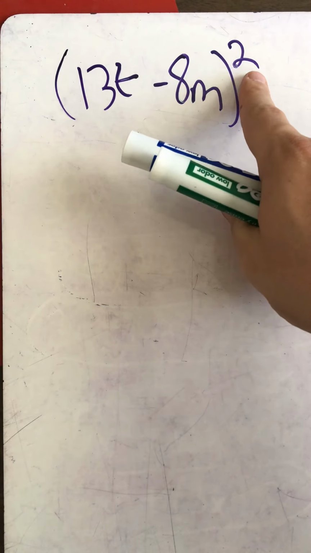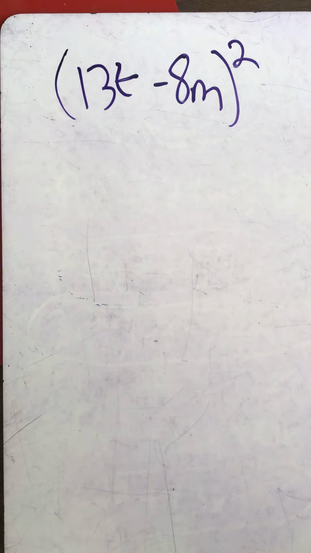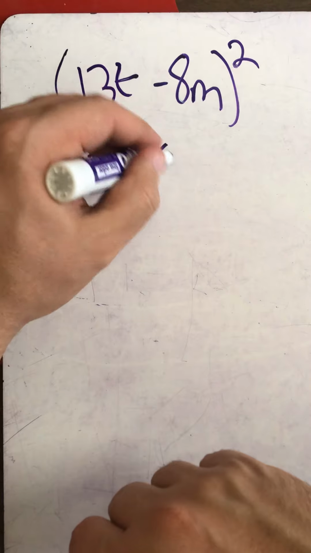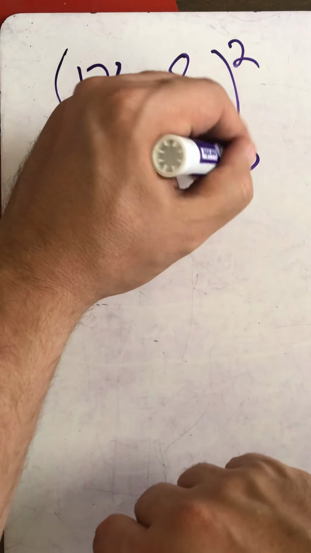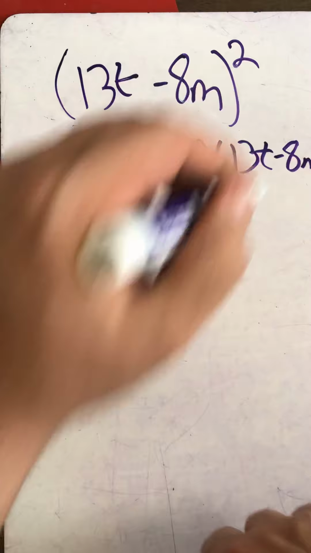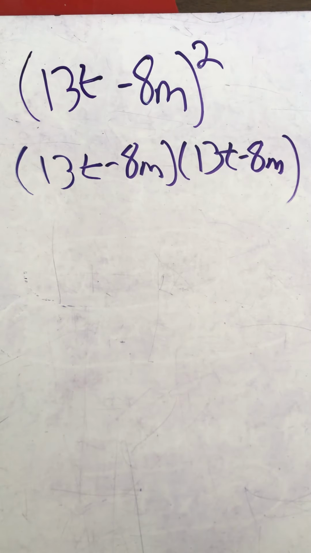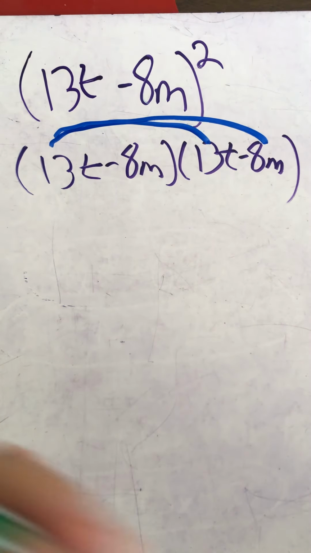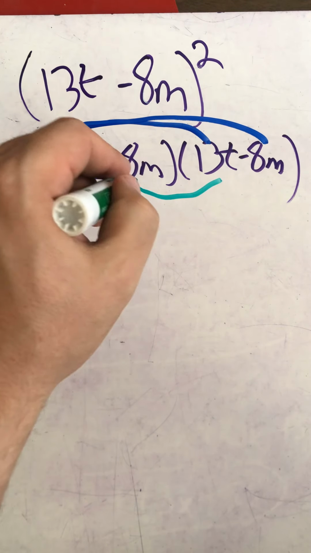So what it means when we square something, we take it times itself. So we have 13t minus 8m times 13t minus 8m. When we square a binomial, this is what we get. Now we're back to multiplying binomials, so we are distributing. We're going to be doing a lot of distributing. 13t times both of them. Negative 8m times both of them.